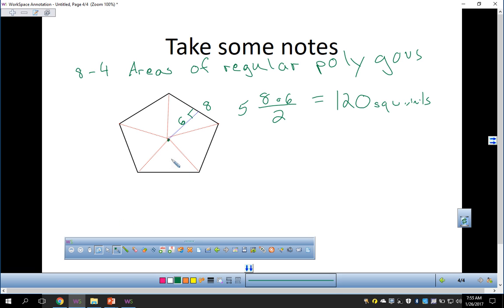So another way to write this, if I call this thing, it has a name. This piece right here, this height in a regular polygon is called an apothem. I don't know why it's called that, it just is. Okay? So an apothem, it's not the same as a radius, right? Because the radius goes to one of the vertices, so that apothem goes perpendicular to one of the sides.